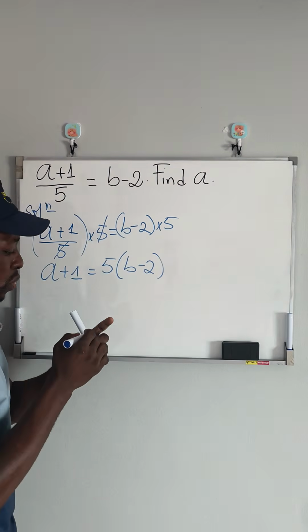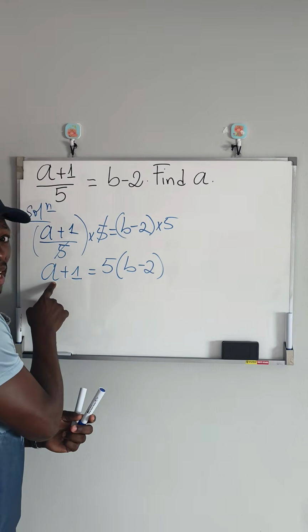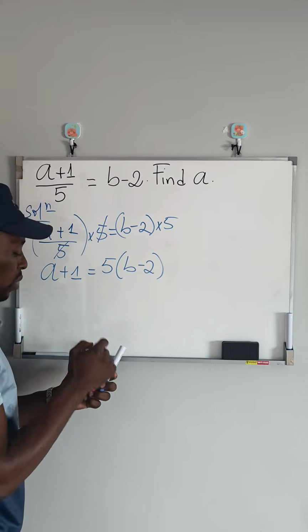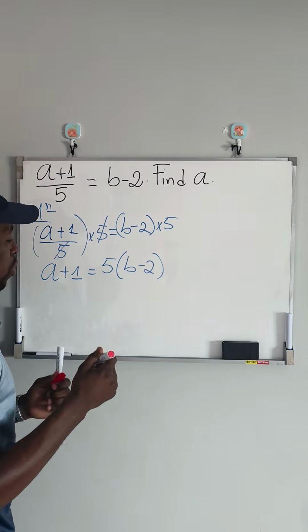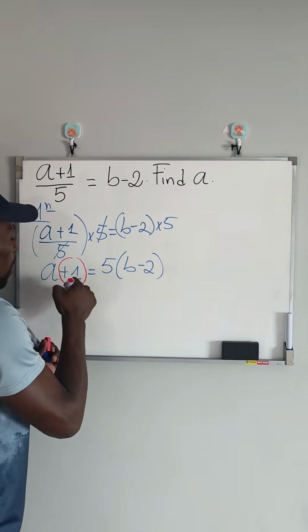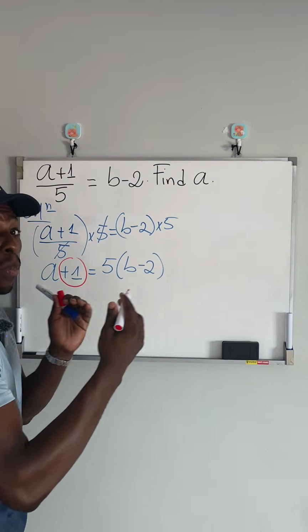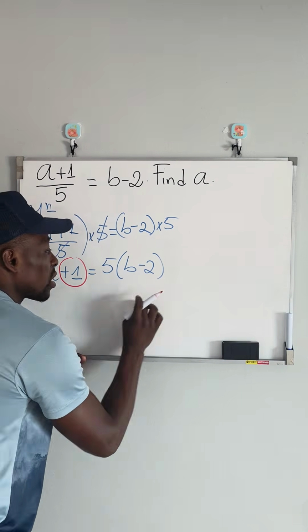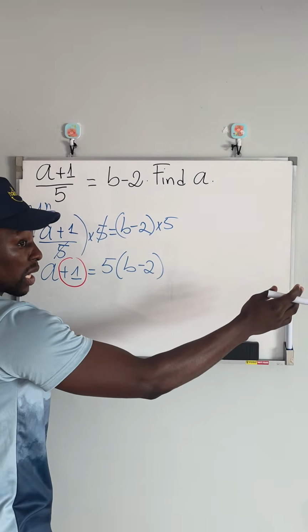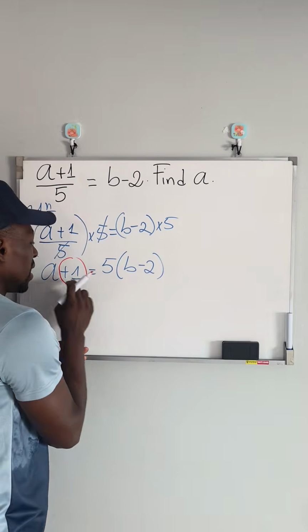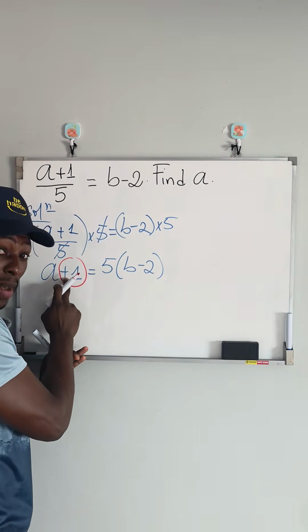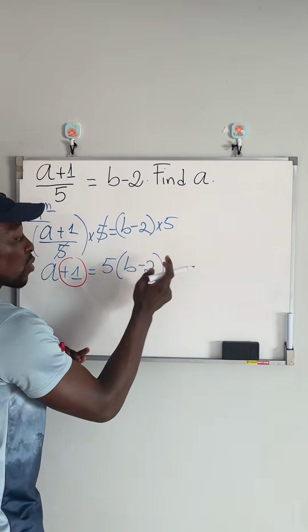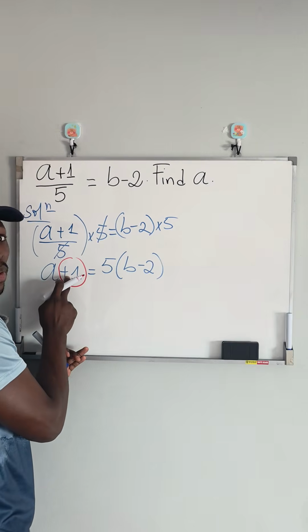What is the next thing to do? Our A is not yet isolated. There is still a +1, which is holding it. How do we do away with this +1? We just do the opposite of +1, which is -1 on both sides of the equation. Some will just say, carry this +1 to the other side of the equation, and when it moves, its sign changes. I repeat, when any value crosses the equality sign, the sign of that value changes.